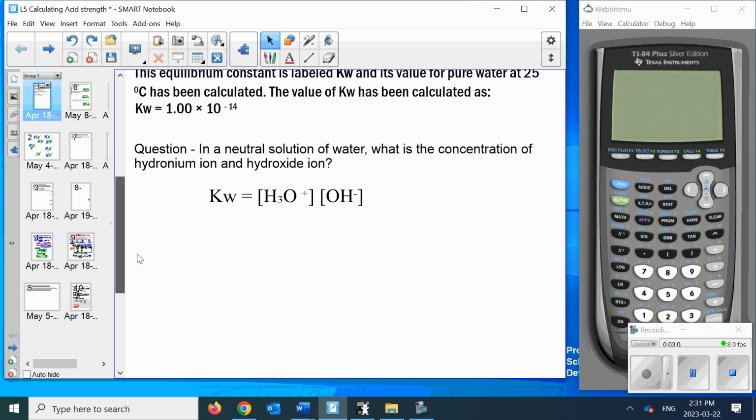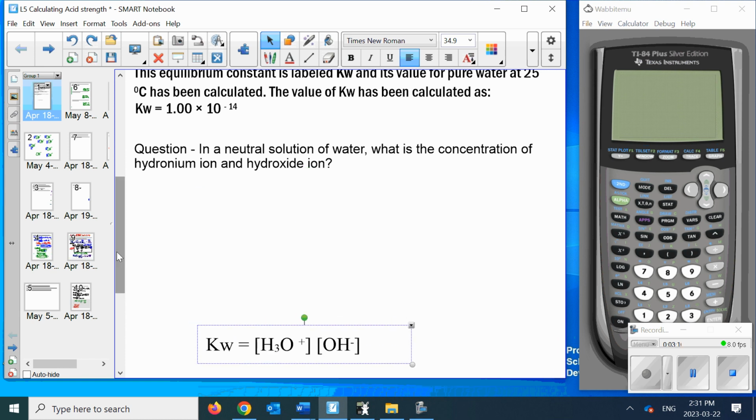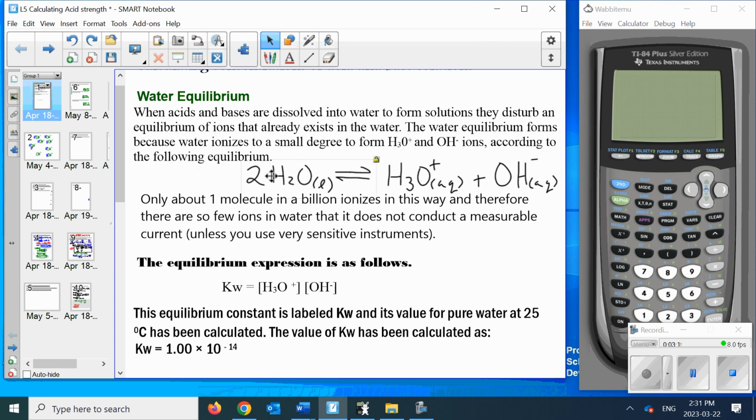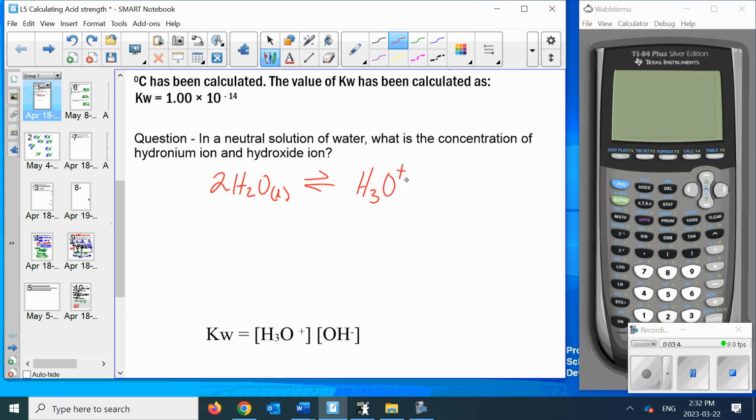Here's a question for you. In a neutral solution of water, what's the concentration of hydronium ion and hydroxide ion? Well, we're going to use the Kw expression. But first, I think we should just write this out now. Just give me a second, I'll get up. We've got two waters. Oh, this is very interesting. I've got two waters. To a very small extent, we've got hydronium ion, hydroxide.